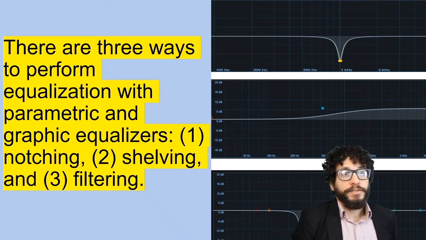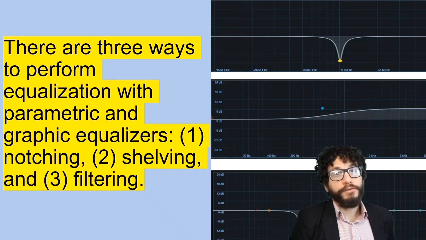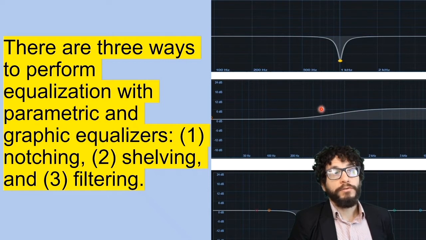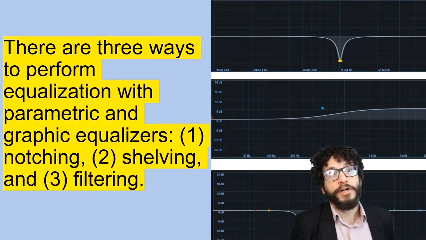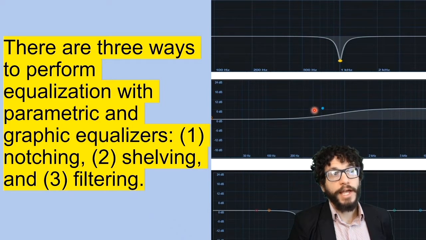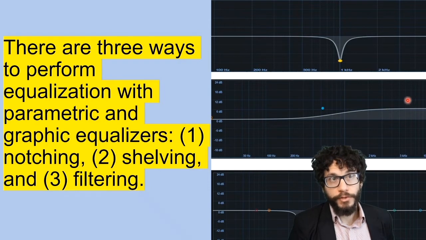A shelf is done when all frequencies at or below or at and above are increased or decreased by the same amount. So this is at 500, and then everything above 500 has been affected equally. Notice that it even looks like a tabletop or a shelf. Now this one is a boost, but you can imagine this could be a cut. You could have the shelf down here, and then everything at 500 and above will be affected, creating this shelf-like curve.